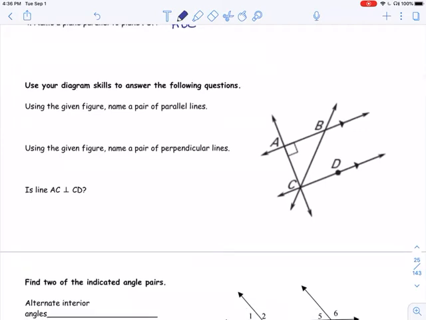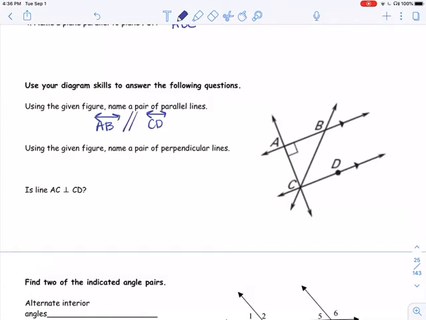So given the figure, name a pair of parallel lines. We have line AB and line CD. And to say that they are parallel, we're just going to put these slanted bars in between them.